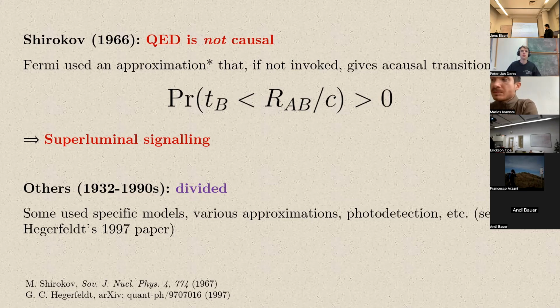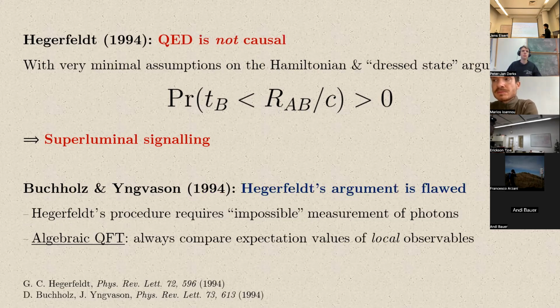If you want the laundry list of it, please take a look at Hagerfeld's 1997 paper, technically an archived manuscript because he's just writing for fun. Now, Hagerfeld was technically a mathematical physicist. He claimed that it is not causal, and the only thing he makes is a minimal assumption of the Hamiltonian being bounded from below, and just some extra stuff. He doesn't even make any assumptions on the models, and he says that this thing is actually acausal, and he's a mathematical physicist.